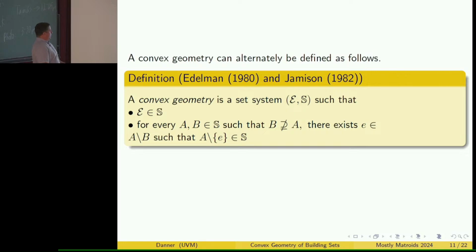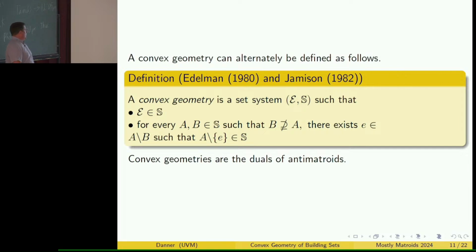All right. Well, there's another definition due to Edelman and Jameson. You've got a set system. And if you take two elements of your set system, subsets of some ground set, then there exists some element in A that's not in B, such that if you remove E from A, it's back in the set system. Right? So it's an equivalent definition. Not going to define antimatroids, but convex geometries are duals of antimatroids, if you're familiar with them.